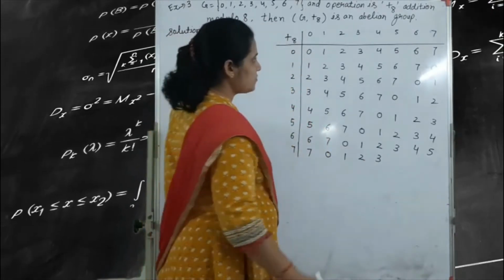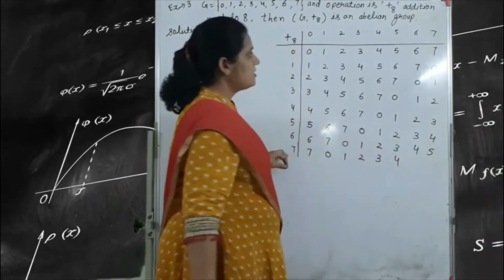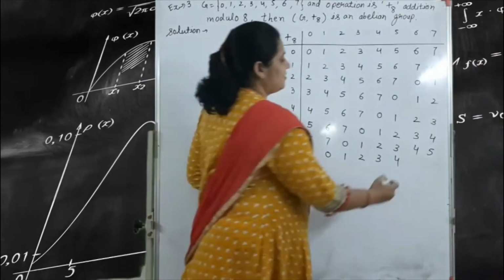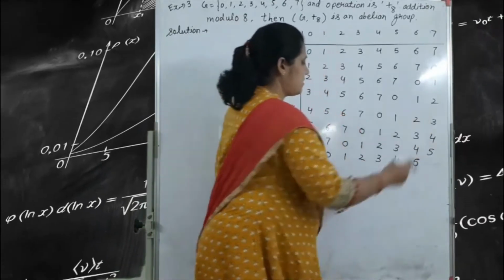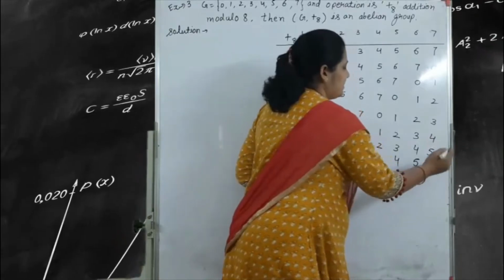7 plus 5, 12, divided by 8, remainder is 4. 7 plus 6, 13, divided by 8, remainder is 5. And 7 plus 7, 14, divided by 8, remainder is 6.